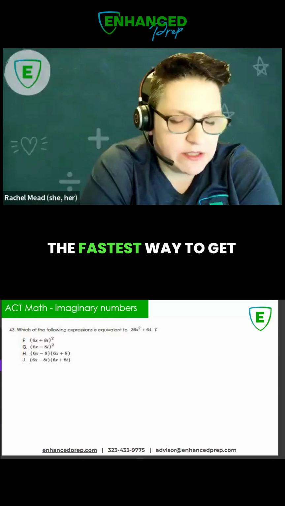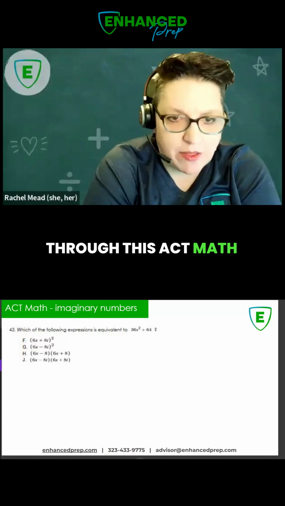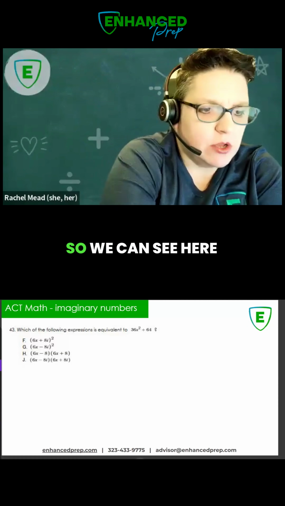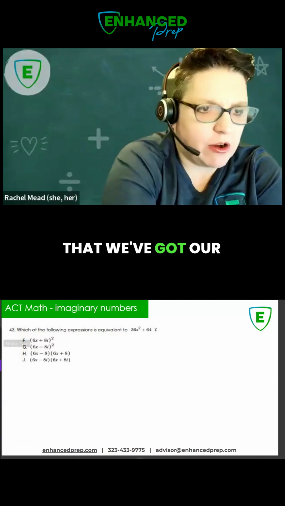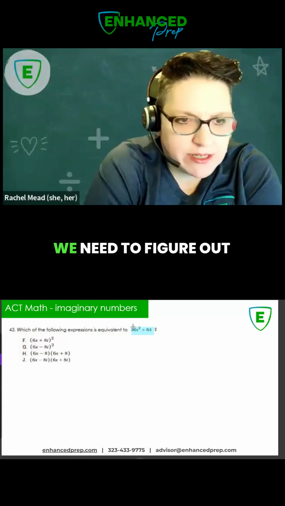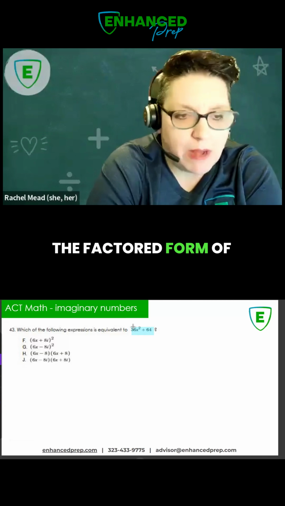Let's take a look at the fastest way to get through this ACT math question that deals with factoring, and in this case, imaginary numbers. So we can see here that we've got our given expression, 36x squared plus 64, and we need to figure out the factored form of this.